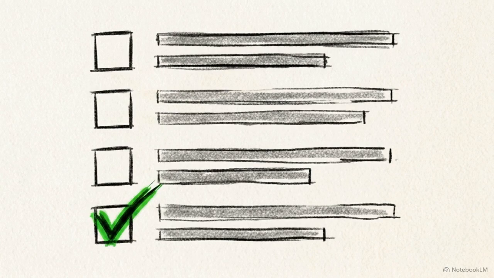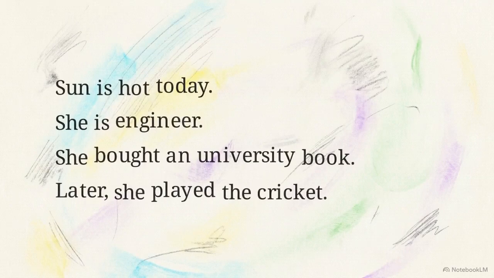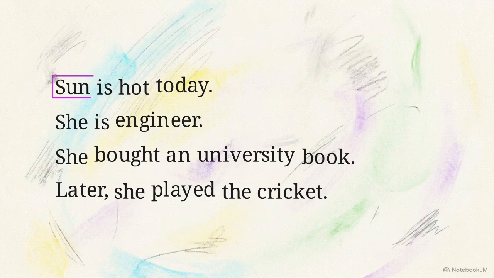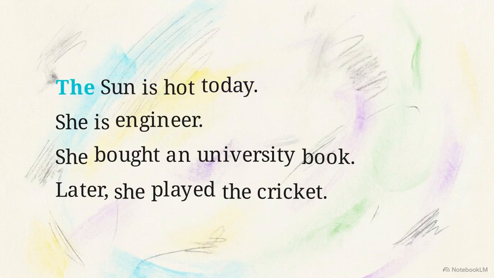Identifying when a noun requires a void or falls under a unique exception completes the diagnostic process. Let's return to our example paragraph and apply the 4 steps to correct the text. In the first sentence, sun is a unique entity under step 4, so it requires the. In sentence 2, engineer begins with a vowel sound. Following step 2, we use an engineer.